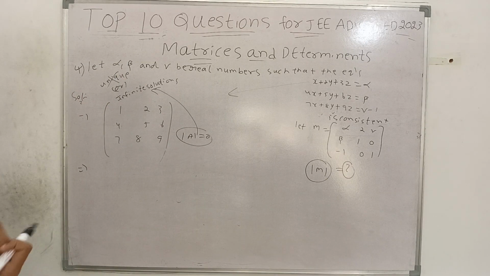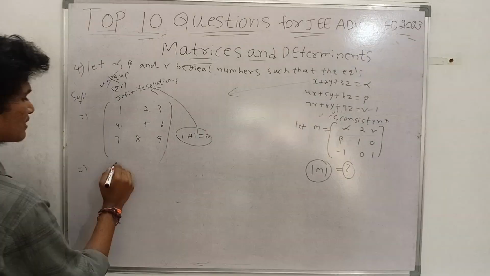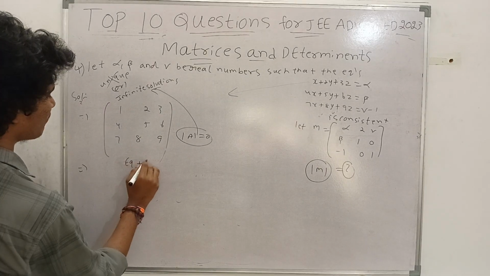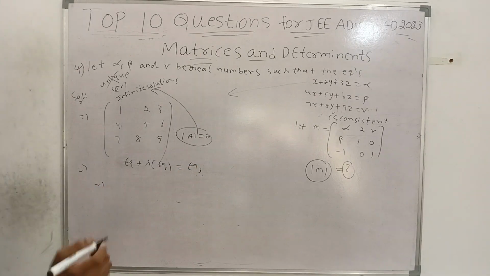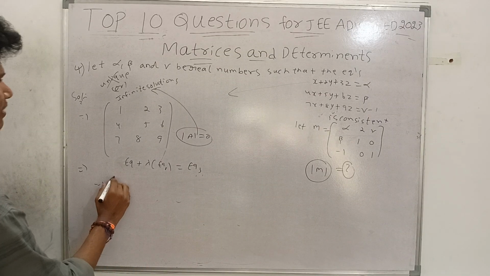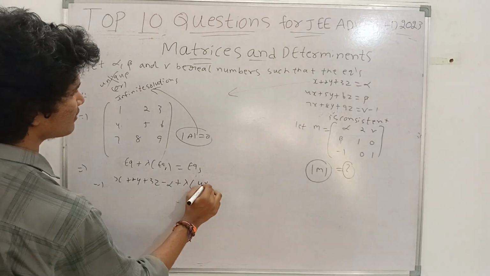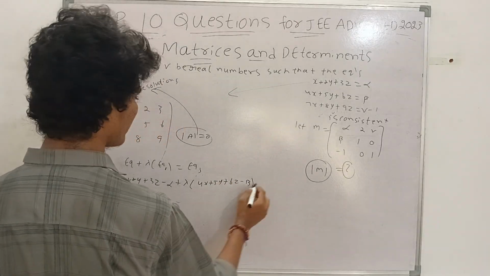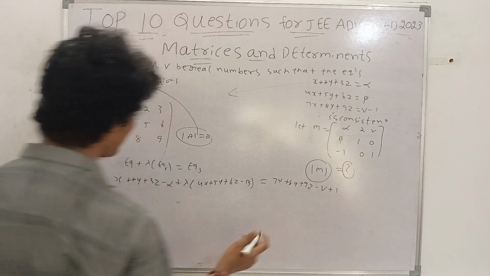It is very obvious that when the solutions are infinite, the planes are related to each other. Suppose equation 1 plus lambda times equation 2 is related to equation 3. Like this, it is very important to understand. So the first equation is x plus 2y plus 3z minus alpha, plus lambda times the second equation 4x plus 5y plus 6z minus beta. And this is equal to equation 3, that is 7x plus 8y plus 9z minus gamma plus 1. It is related like this.